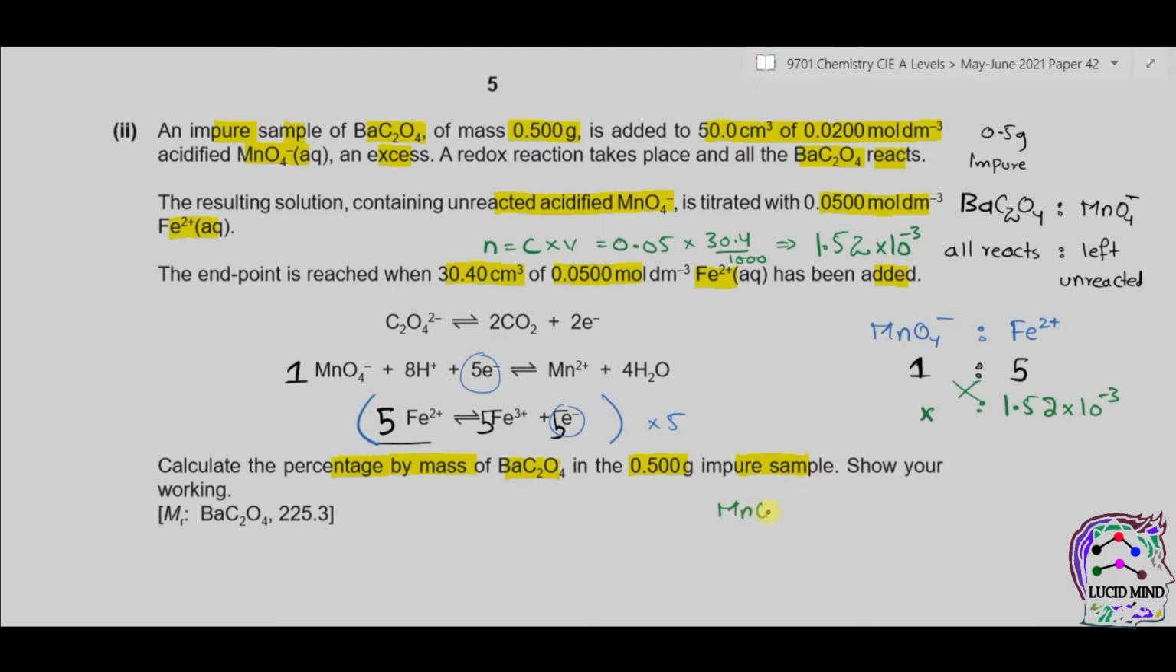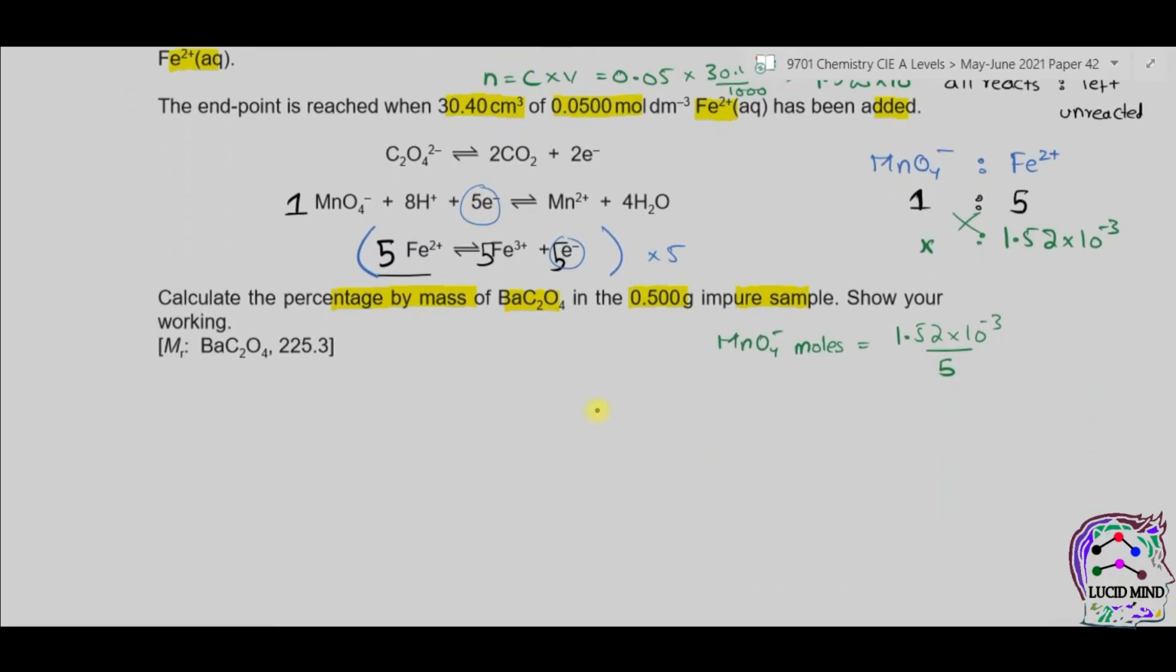So MnO4 negative moles, it is equal to, we have to multiply these two and divide by 5. Now number of MnO4 moles, it is equal to 3.04 exponential minus 4. Now these are the moles of MnO4 that have reacted with iron 2 positive.